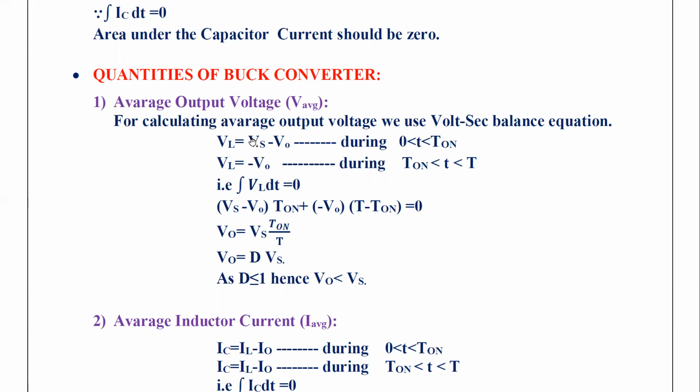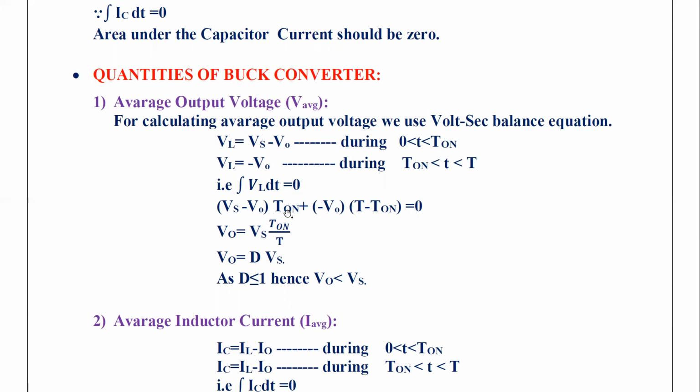Therefore, during turn on, the voltage across the inductor is Vs minus V naught into T on, plus during turn off the voltage is minus V naught into T minus T on. This is called the turn off time, because the total time period T is equal to turn on plus turn off. If you want to calculate the turn off time, it is T minus T on. Very simple equation. So this total is equal to 0.